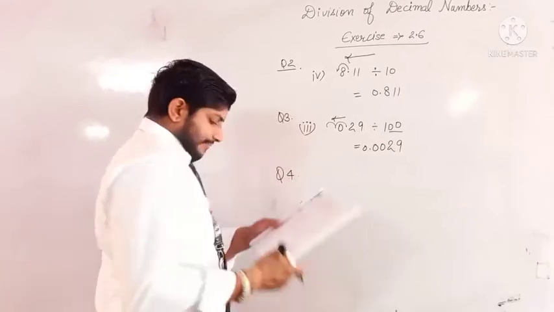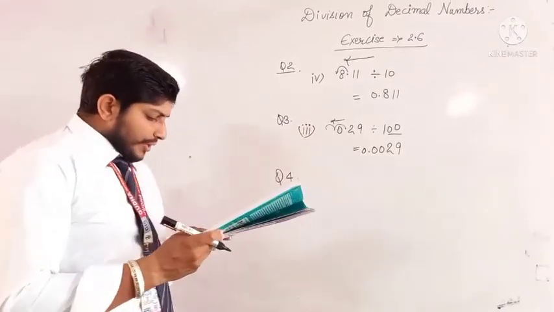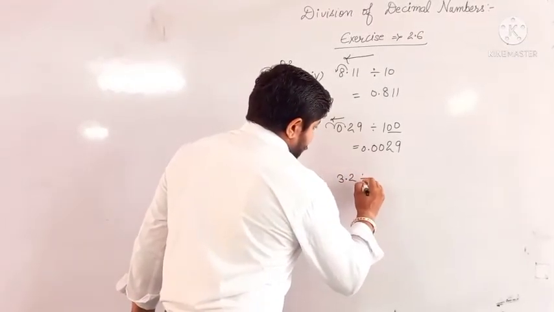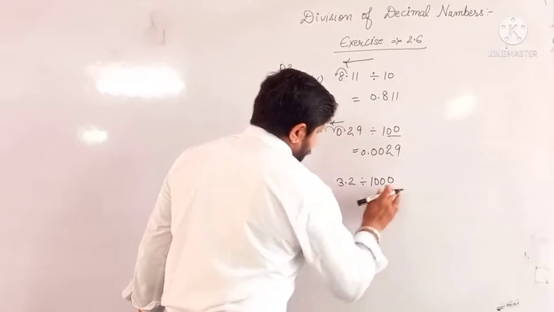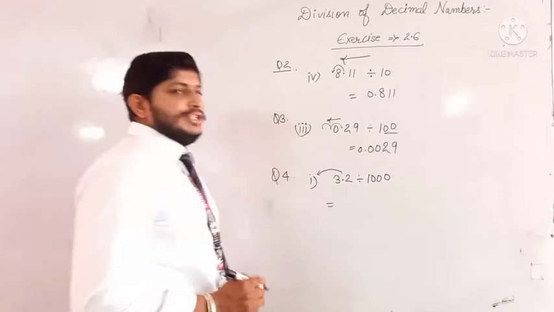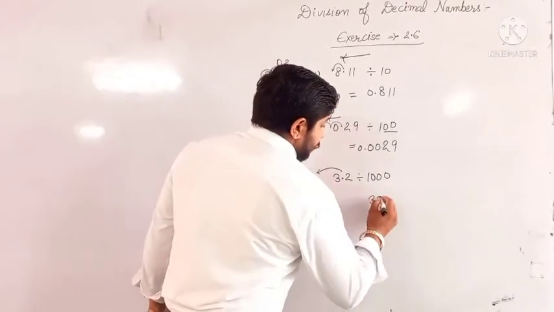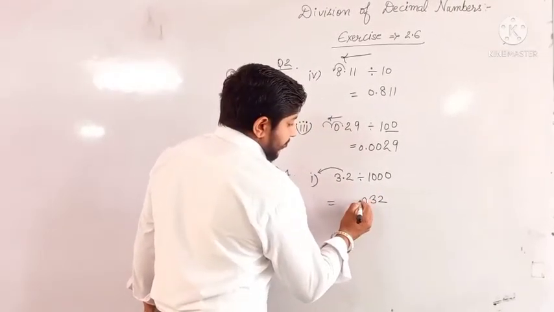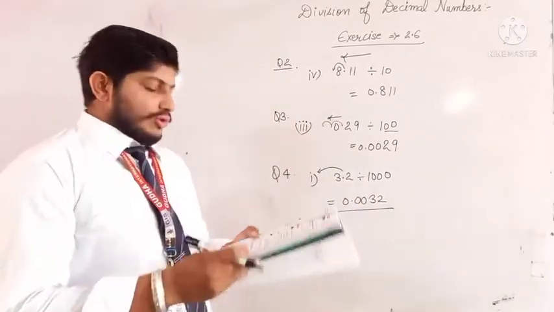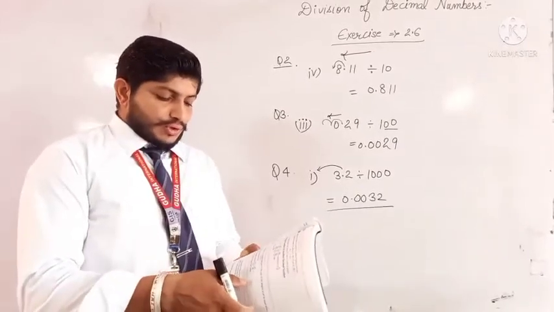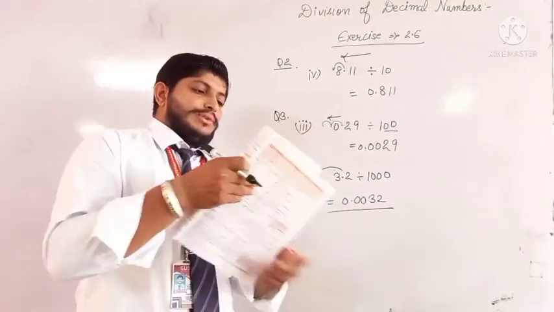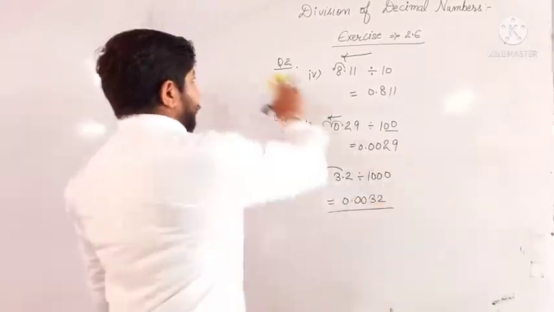Next, question number 4. In question number 4, beta, I solve one part only, and that is the first part. 3.2 divided by 1000. How many zeros are here? 3 zeros. So your decimal goes towards the left. How many digits? 3 digits. So what is your answer? 1 digit is 3, then 2 zeros we put. So what is your answer? 0.0032. So questions 1 to 4 you will solve. I told here one part from each of the questions.